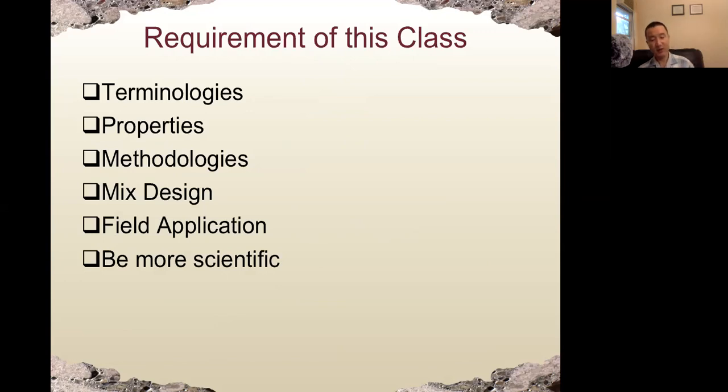All right. So requirements for this class: we will learn different terminologies. We will remember a lot of new words such as hydration, what is CSH, and so on. Properties: we need to understand what the important properties are for concrete and other types of materials. Methodology: we will understand how to control the properties of concrete. We will learn how to design concrete for different types of applications. And field applications: we need to apply the knowledge we learn from the lab, which is virtual for this semester, and also from the lecture, to your future job site. And also we will learn how to study concrete and other types of materials in more scientific ways.